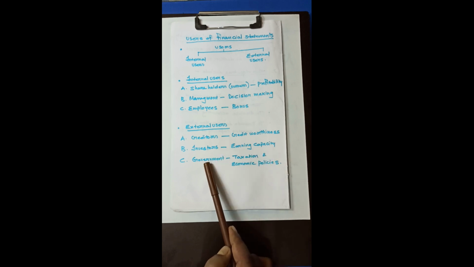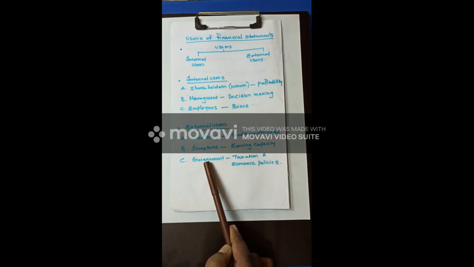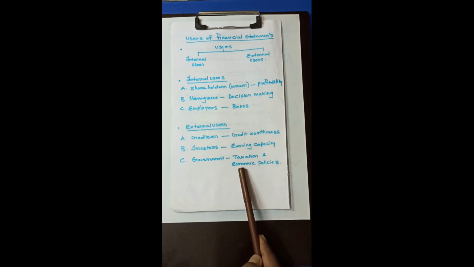Like the government, why is the government interested in the financial statements of the company? In order to determine the tax liability of the company, and also to frame the economic policies for the economy as a whole. So these are a few uses of your financial statements. With this, we conclude this chapter called Financial Statements of Companies.